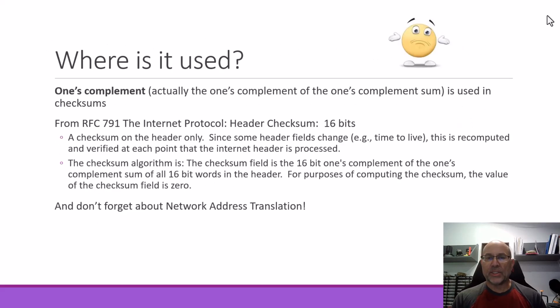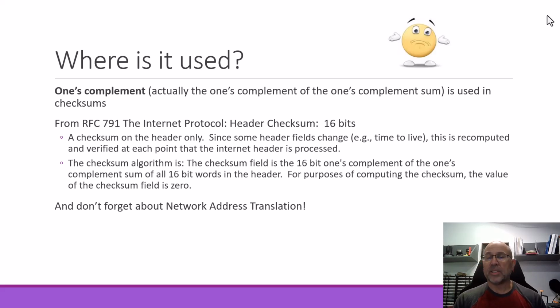What do we do with them? So where is the ones complement used? Well, we use the ones complement in checksums. So that's actually why we started talking about complements in the first place. We did CRC and then we were going to do checksums, but then we realized that checksums use the complements, and so the ones complement, actually the ones complement of the ones complement sum, is used in checksums. And as an example from RFC 791, the Internet Protocol, the header checksum, which is 16 bits long and appears in every single IP packet, can be described as follows.